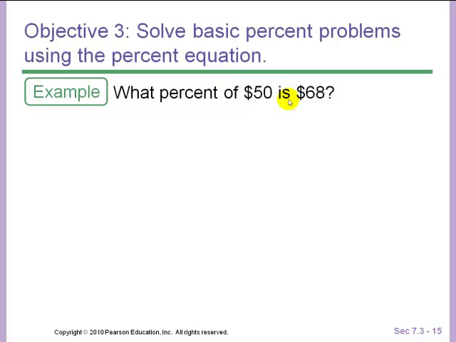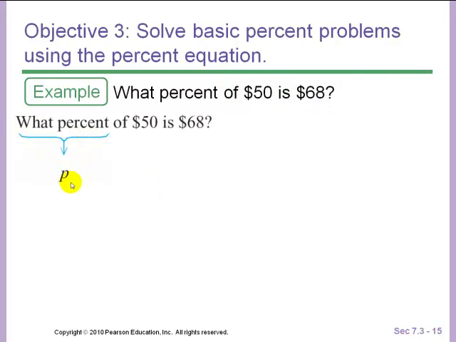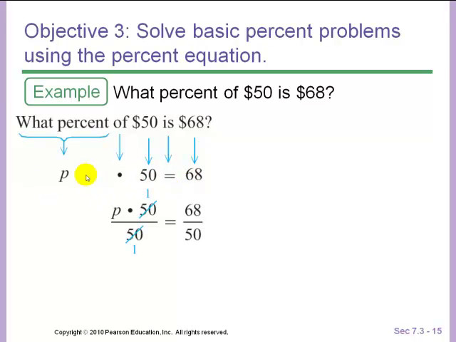What percent of 50 is $68? Again, our percent is unknown, so I'm going to use p. Of is multiplication. 50 is our equal sign, and then 68. In this case, we're going to divide both sides by 50 to get the p by itself. 50 divided by itself is 1. Do this long division and you get 1.36.